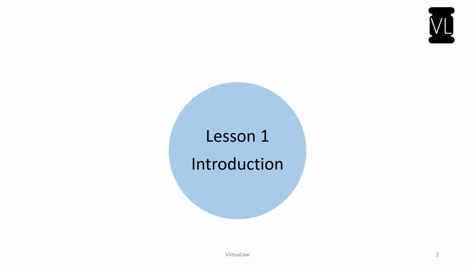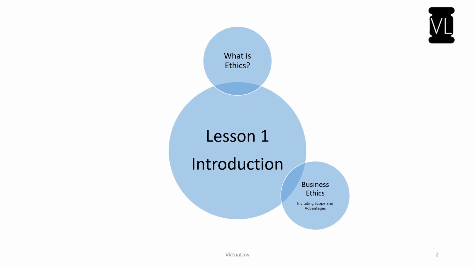Without any waste of time, let us start off with lesson 1 of the paper. Firstly, let us look into the scope of this particular lesson, number 1, which deals with the introduction to ethics, corporate governance and sustainability. This lesson covers the concepts of ethics and particularly business ethics, its scope and advantages, and theories of ethics. Let us go through it one by one.